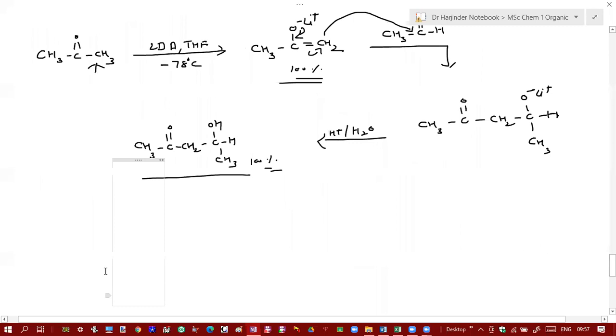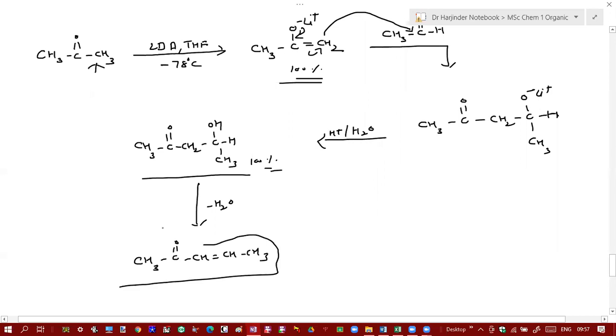It can undergo further dehydration with the loss of a water molecule to give rise to the corresponding alpha beta unsaturated carbonyl compound. So you can see you will get only one product by using this directed aldol condensation. Suppose you want to prepare the second product. Suppose you want to prepare only this product.